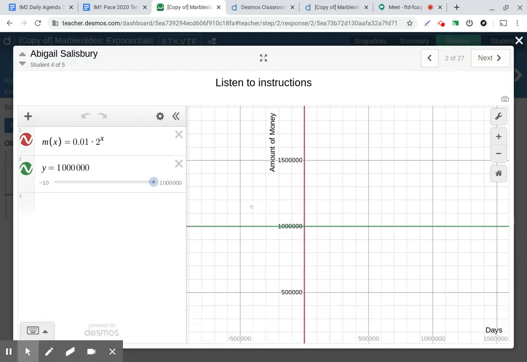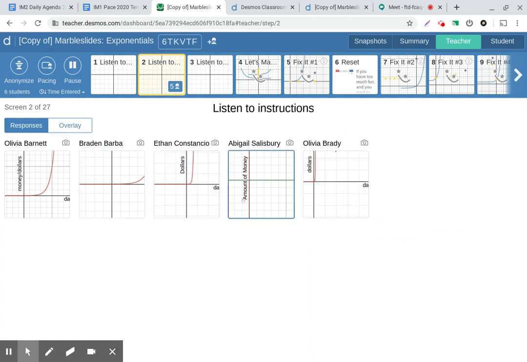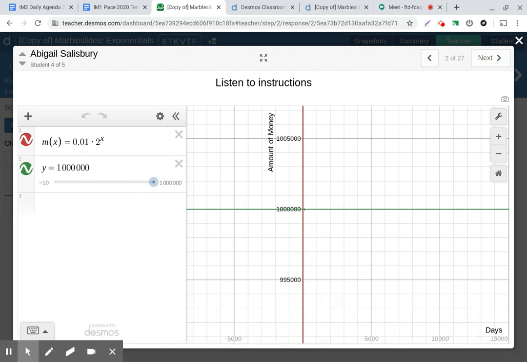All right. So when does it reach $1 million? What day? Click on the intersection, and the X will tell you how many days it'll reach $1 million. Look at my screen where it intersects at $1 million. I went over a little bit too far. Right here at 26 and a half days. That's when it's going to reach $1 million.